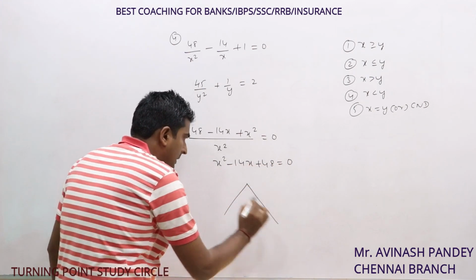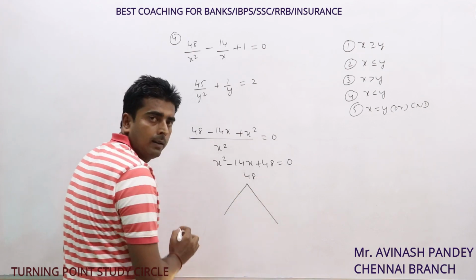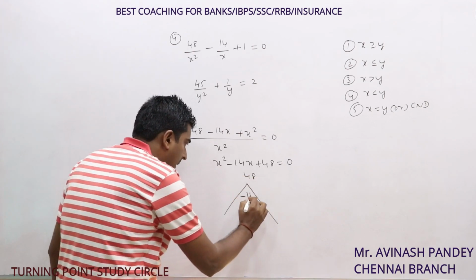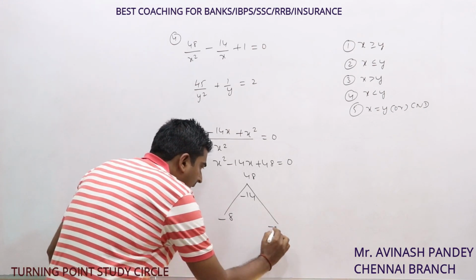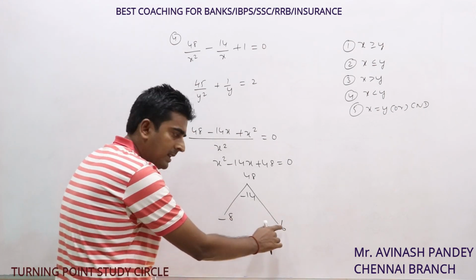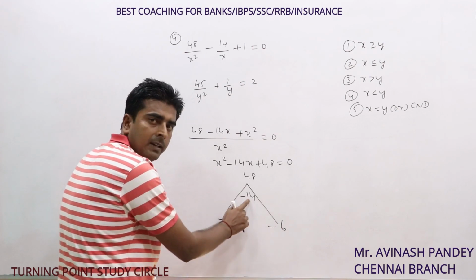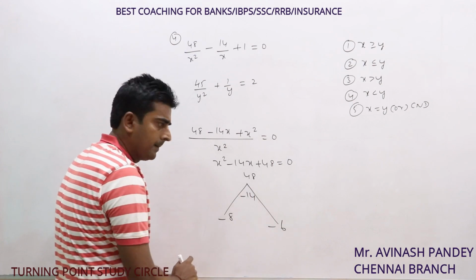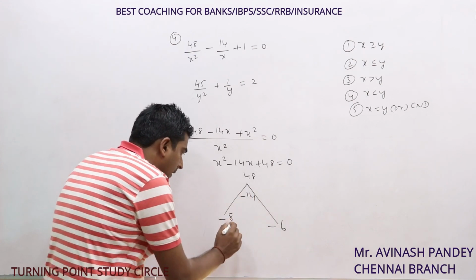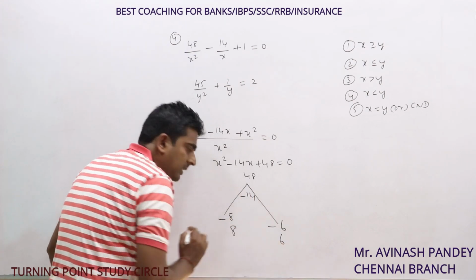So now again the triangle method is there. Plus 48 I need to write here. Here you are having minus 14. So what can be the two numbers? It is nothing but minus 8 and minus 6, because minus 8 plus minus 6 is minus 14. Minus 8 into minus 6 is nothing but plus 48. Okay, so then change the sign. So plus 8 plus 6, right?